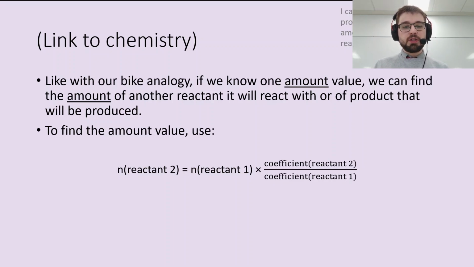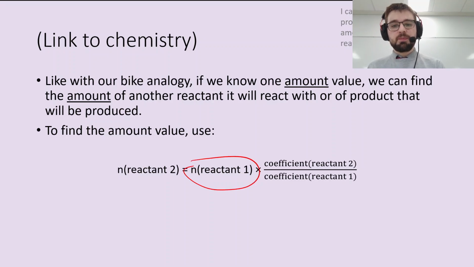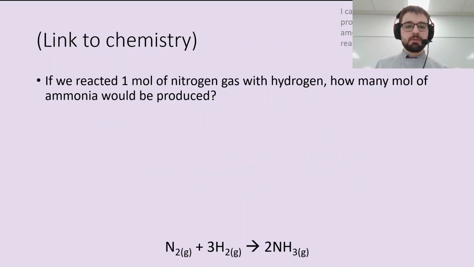In terms of an equation, you can write it like this, which might look complicated, but it's literally what I just did with the bikes, where we said, okay, we've got our amount of whatever. To find the amount of something else, we multiply by the coefficient of the thing we're going to, and we divide by the coefficient of what we're coming from.